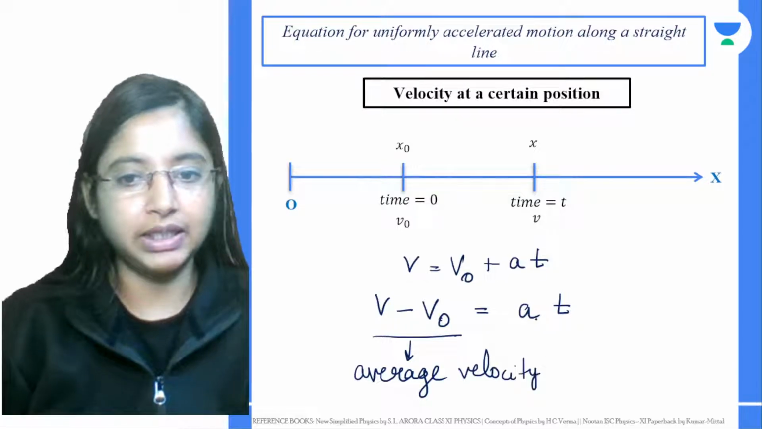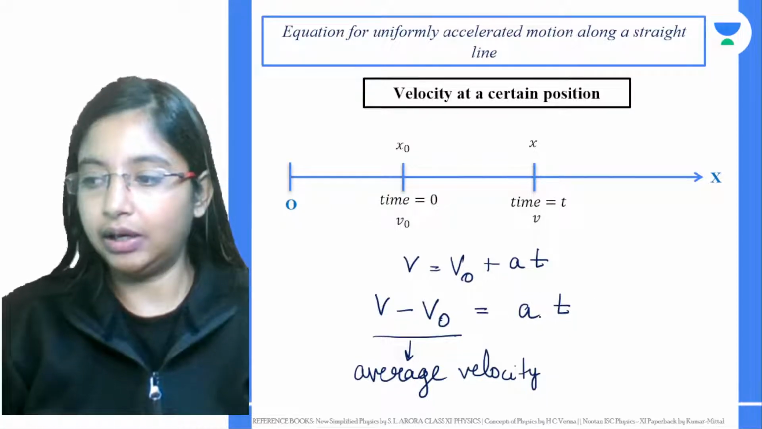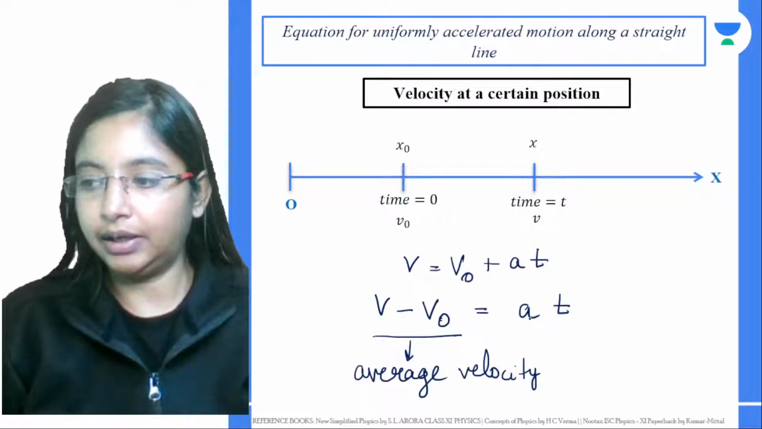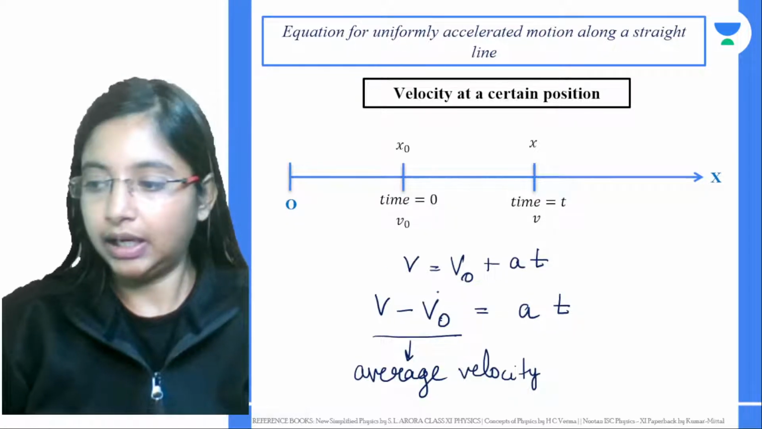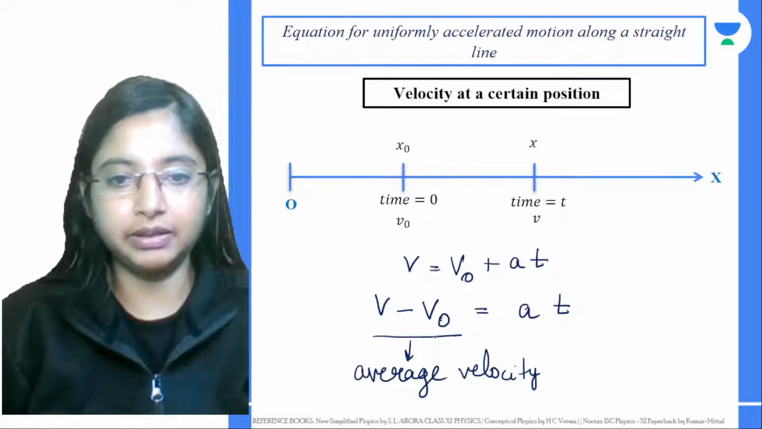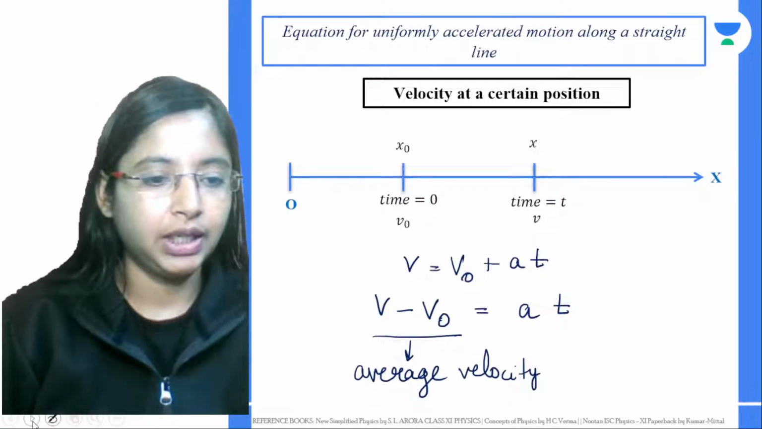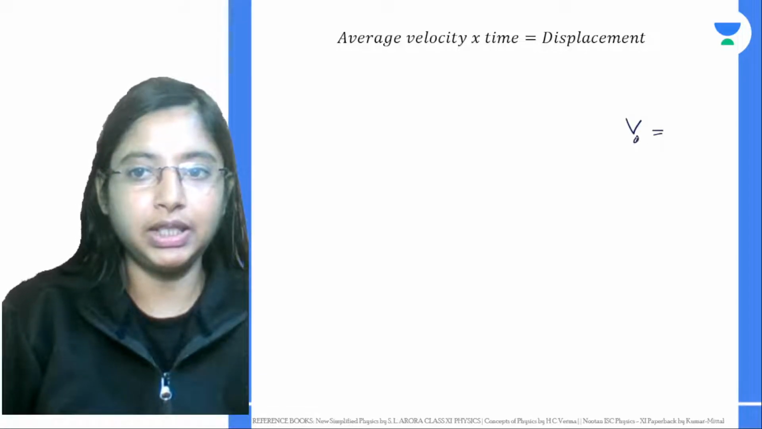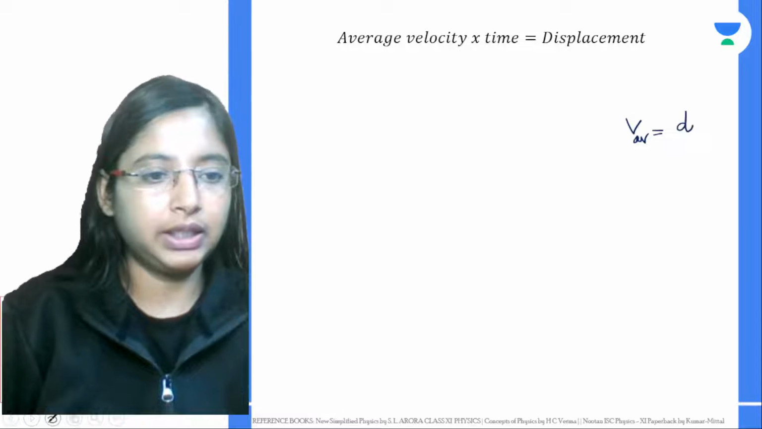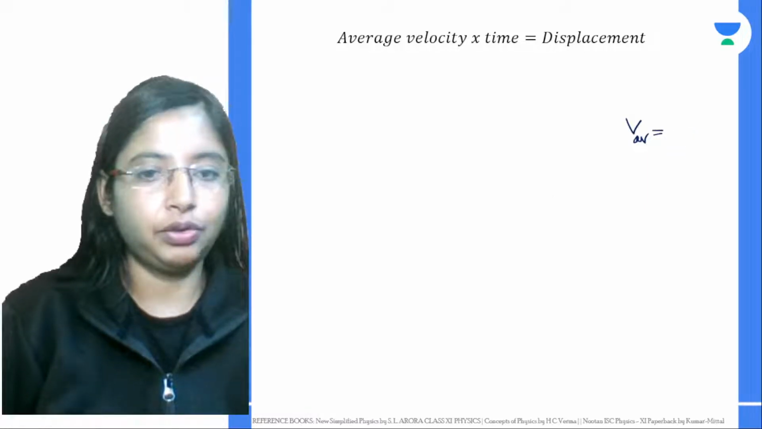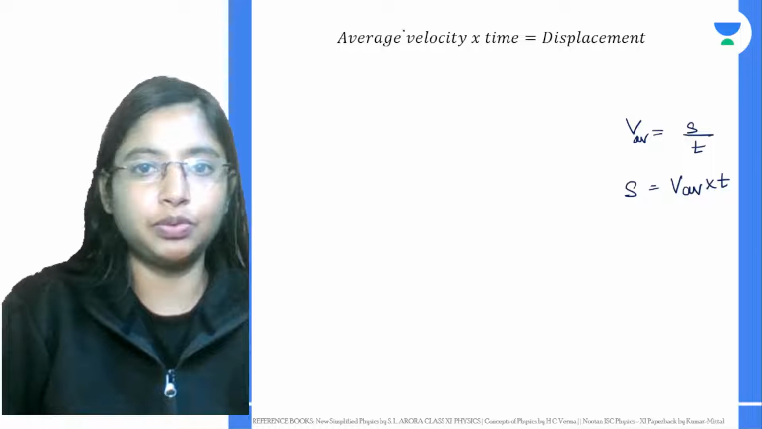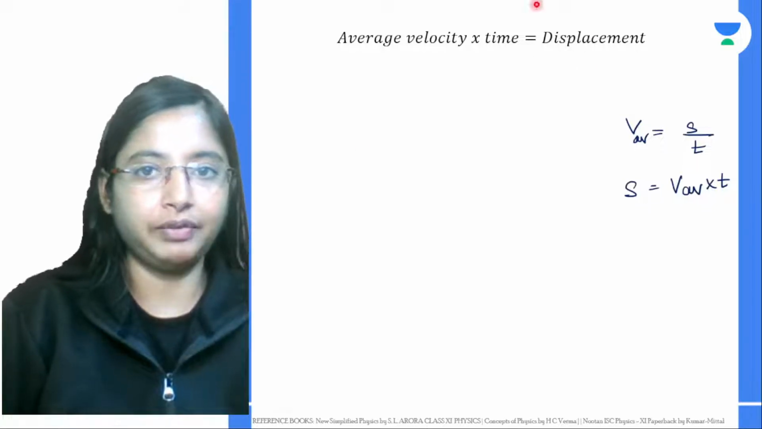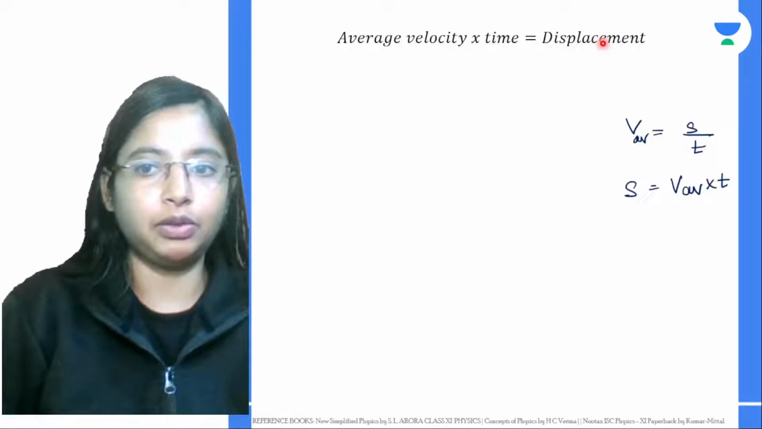From here we can see that the average velocity, multiplied by time, is basically the displacement. Now what is this average velocity? We know average velocity is nothing but the total displacement by time. So from here displacement will be average velocity into time. That's what is given in this equation over here: average velocity into time is equal to displacement.